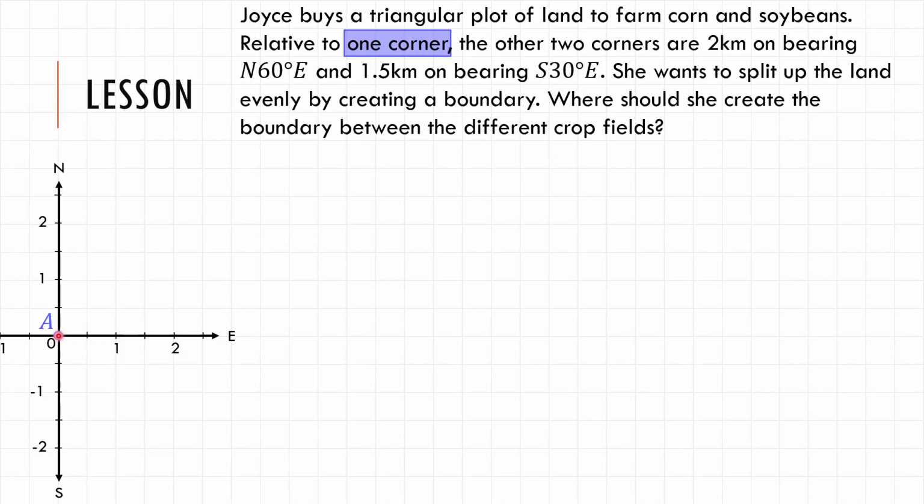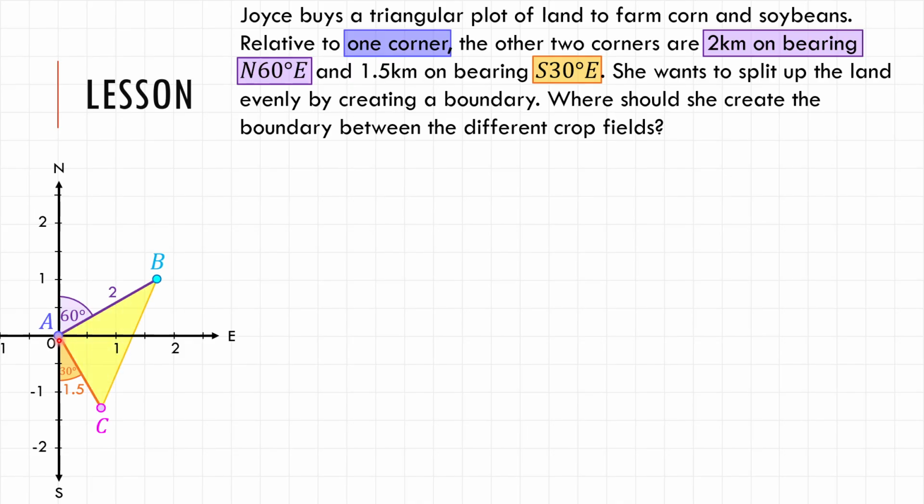because the other 2 corners are relative to where this corner is. So if I put this at the origin, I can say, okay, if I'm going north 60 degrees east, 2 kilometers away, so from here, looking northwards, if I rotate 60 degrees towards the east, and then I go 2 kilometers in that direction, I'll find the other corner. So I'll put a point right there. I'll label that point B. And then very similarly, if I go from south, if I go 30 degrees towards the east, rotating 30 degrees this way, and I go 1.5 kilometers in that direction, I'll find the other corner, and I'll label that point C.